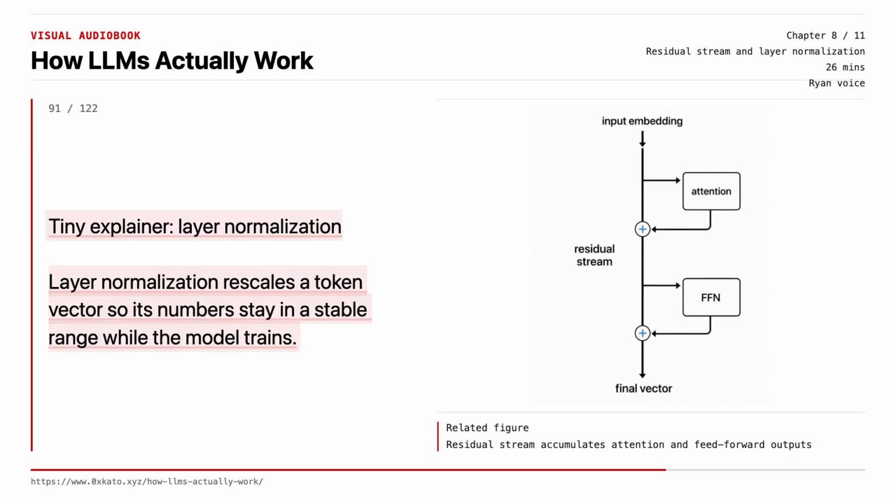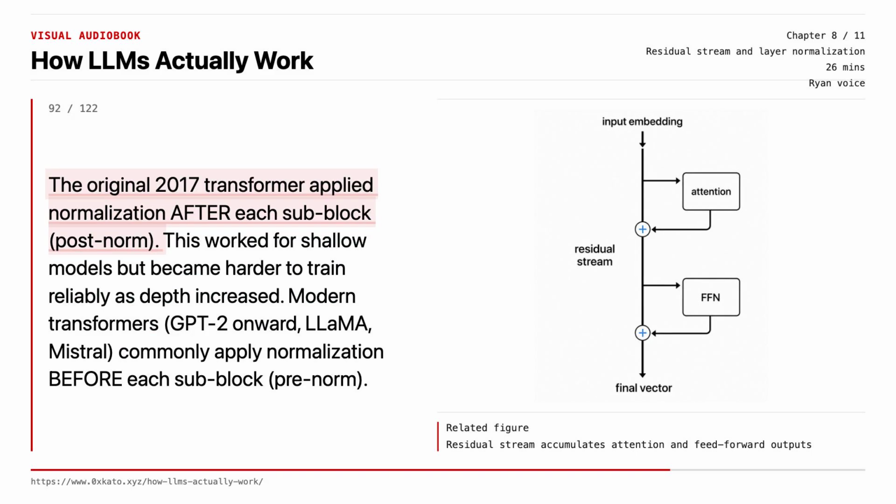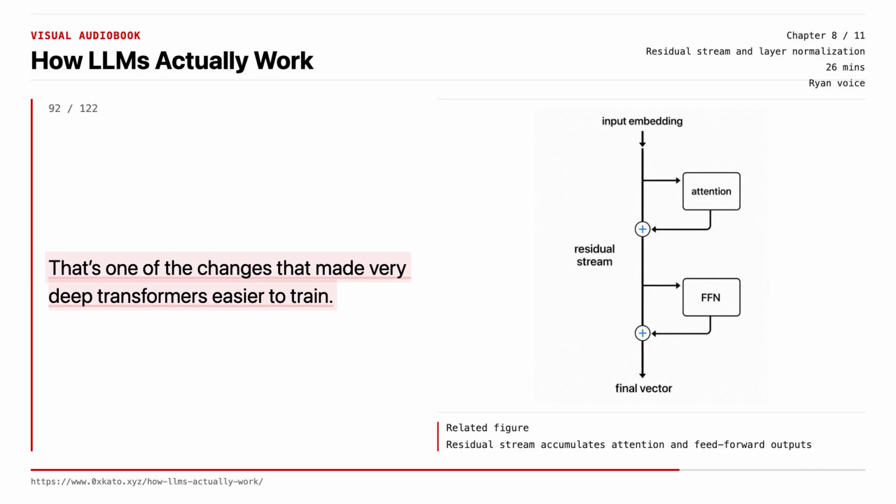Tiny explainer, layer normalization. Layer normalization rescales a token vector so its numbers stay in a stable range while the model trains. The original 2017 transformer applied normalization after each subblock, post-norm. This worked for shallow models but became harder to train reliably as depth increased. Modern transformers, GPT-2 onward, Llama, Mistral, commonly apply normalization before each subblock, pre-norm. That's one of the changes that made very deep transformers easier to train.